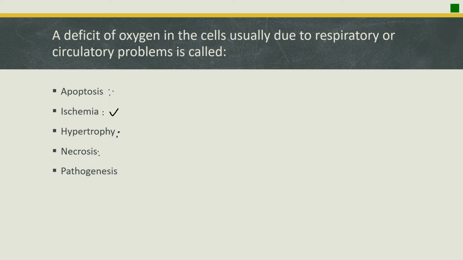We're going to go on to hypertrophy. What does hypertrophy mean? Hyper is over, right? So that's going to be an overgrowth of tissue. Is this a deficit of oxygen? No, we know it's not that. Necrosis, what is the definition for that? That's the death of one or more cells or a portion of tissue or organ that is irreversible damage, and it's not a programmed cell death. It doesn't say anything about respiratory or circulatory problems with necrosis. So we're going to say no, that's not it. It is ischemia.